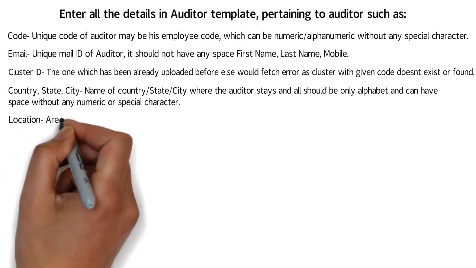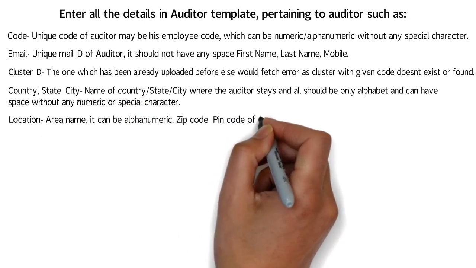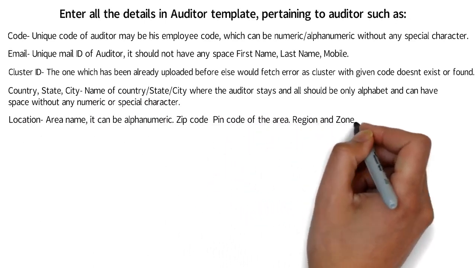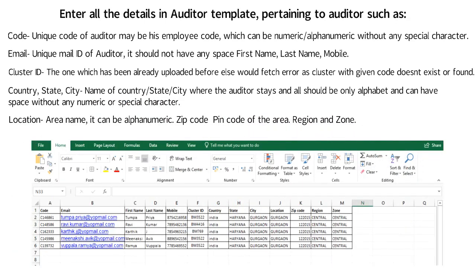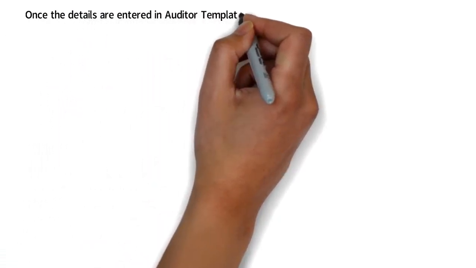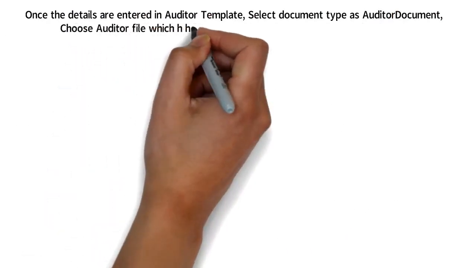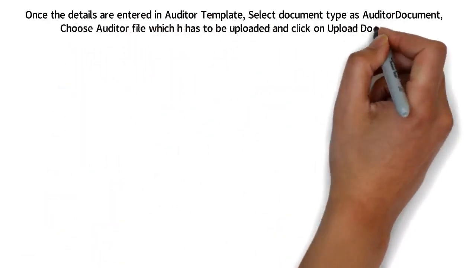Location, area name. It can be alphanumeric. Zip code, PIN code of the area, region, and zone. Note: one auditor can be mapped to multiple clusters or can do audit for several auditees. Once the details are entered in Auditor template, select document type as Auditor document, choose Auditor file, which has to be uploaded, and click on Upload Document.